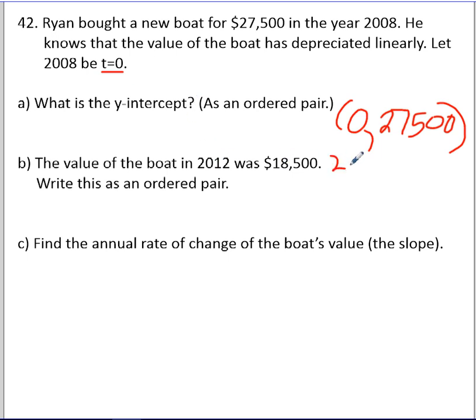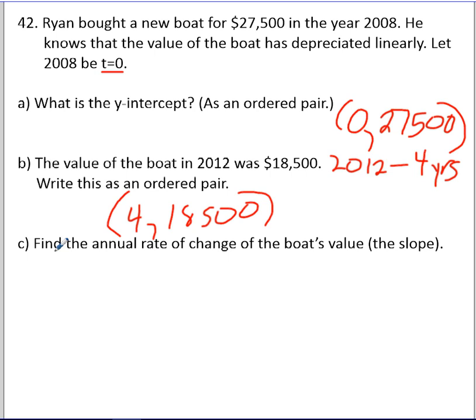Now, in 2012, we have to look at time passed. So from 2008 to 2012, that is 4 years passed. So we'll use the x value, which again they are using as t, of 4 years. And the value now of the boat is $18,500.